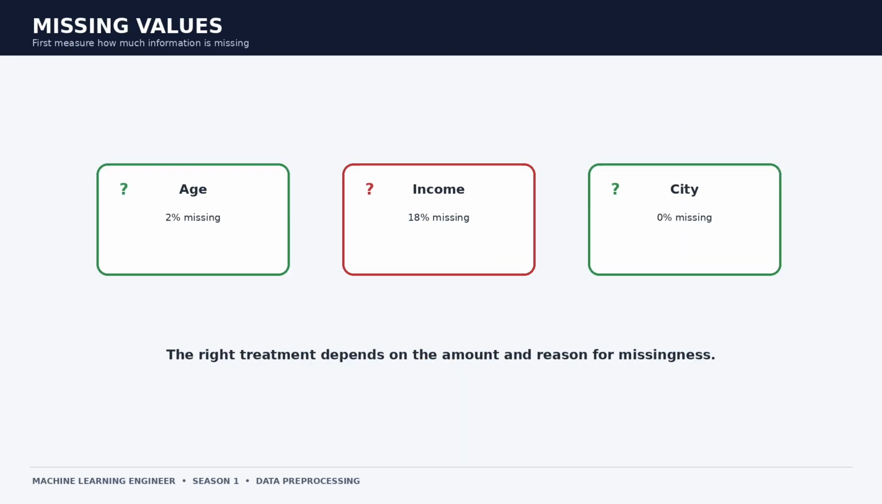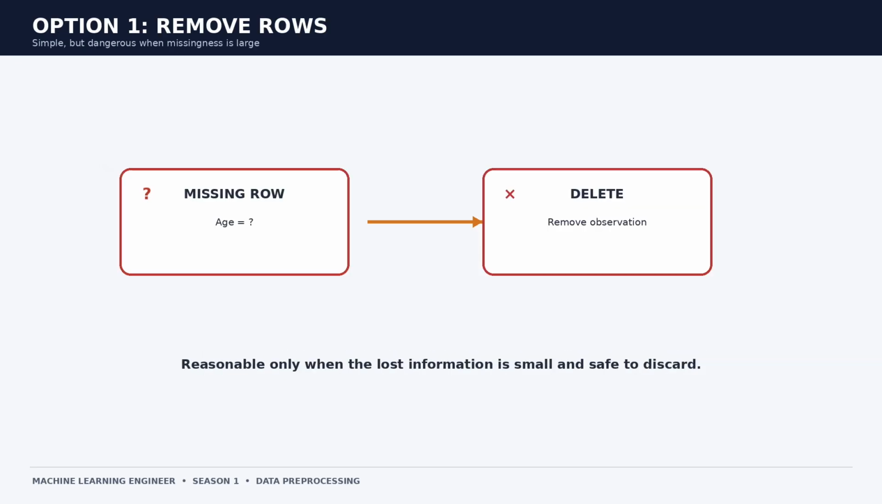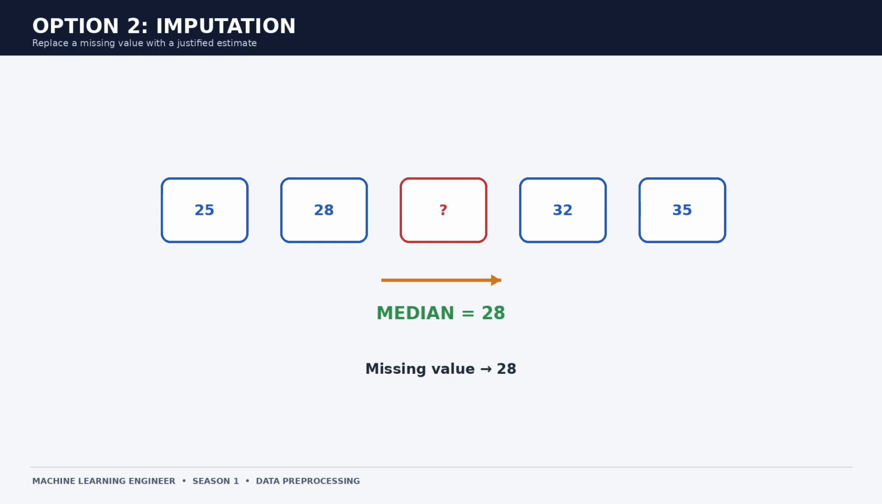Now we come to one of the most common pre-processing problems: missing values. We already identified missing values during EDA. Now we need to decide what to actually do with them. The simplest option is to remove rows containing missing values. This can work when only a very small percentage of observations are affected. But if 30% of your data set is missing income, deleting all those rows could throw away a huge amount of useful information. Another approach is imputation.